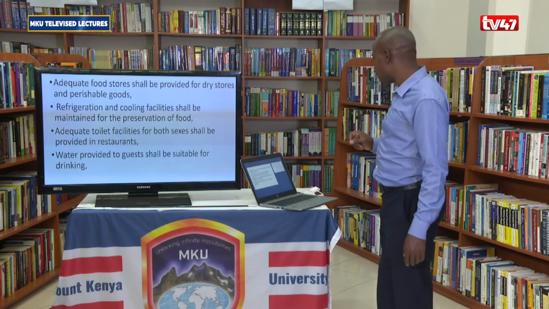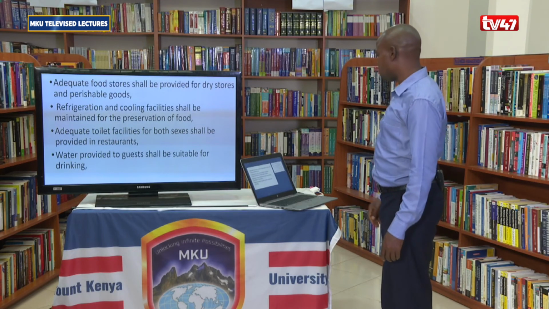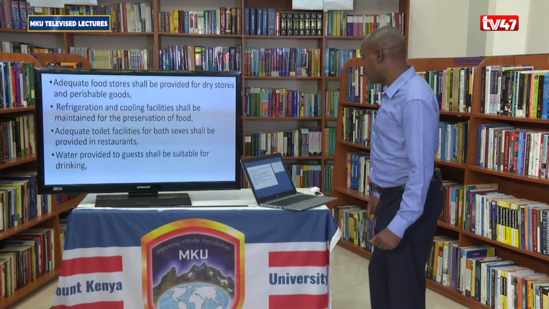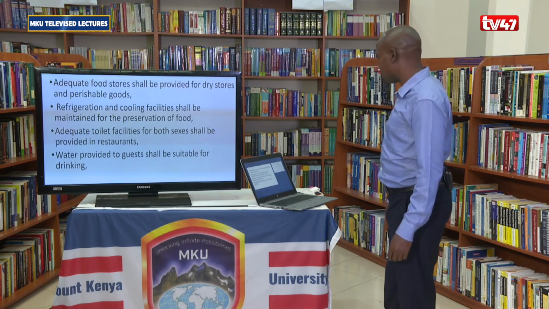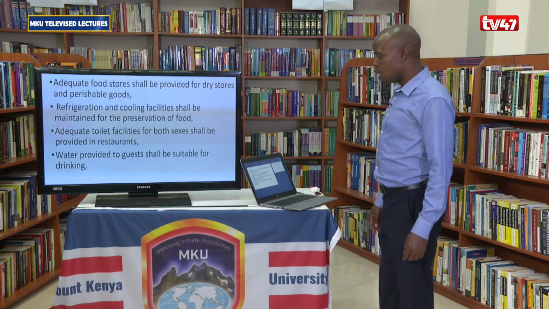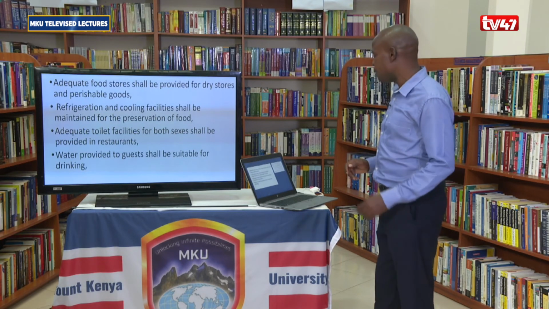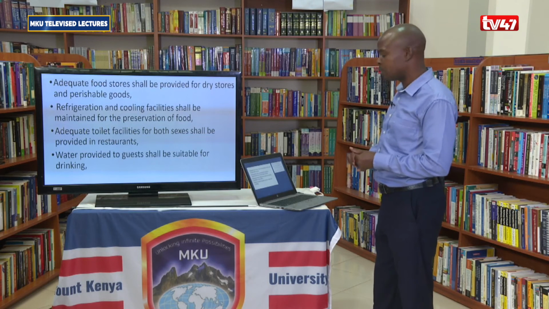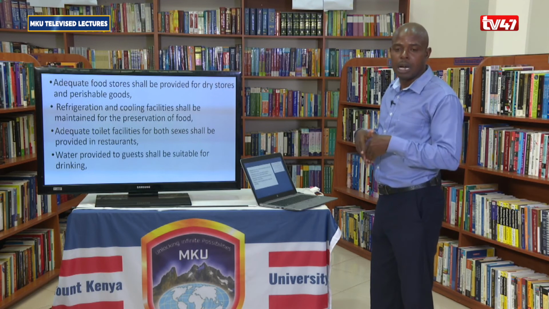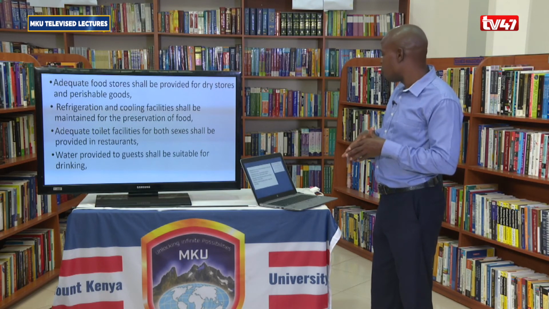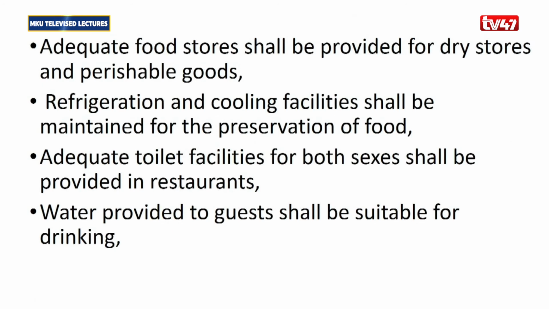Adequate food store shall be provided for dry store and perishable goods. So there must be adequate store. Refrigeration and cooling facilities shall be maintained for preservation of food. Refrigeration should also be provided and cooling facilities to maintain the preservation of food, so that if you have foods that need to be kept for a long time, you have those preservation facilities, those like cooling facilities and all that, so that your food can be preserved for a long time without contracting any bacteria.